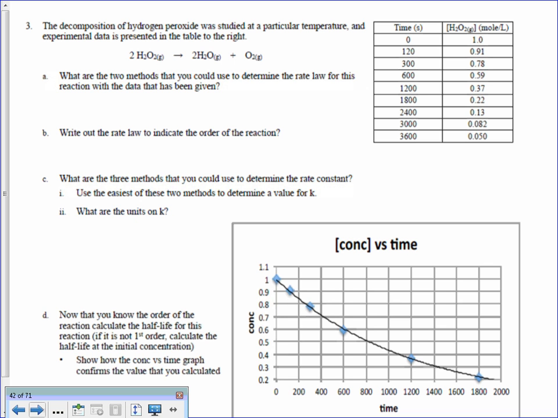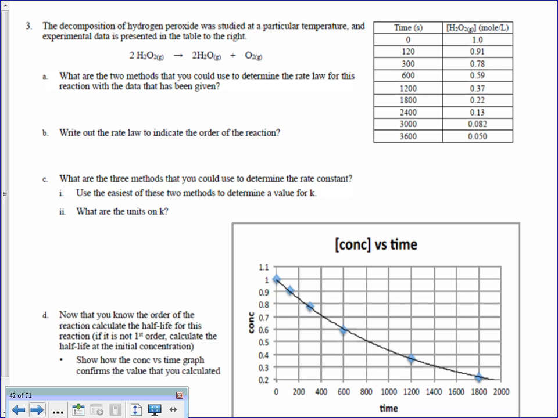Okay. What is the rate law? Rate equals k times the concentration of H2O2 to the first order. Okay, first order. What are the 3 methods you could use to find the rate constant?